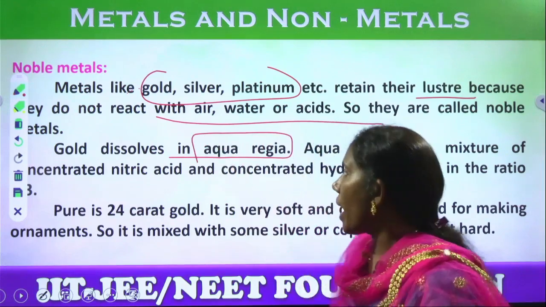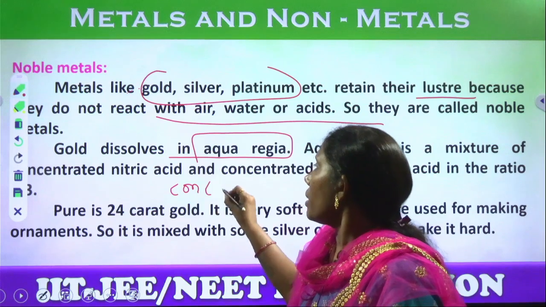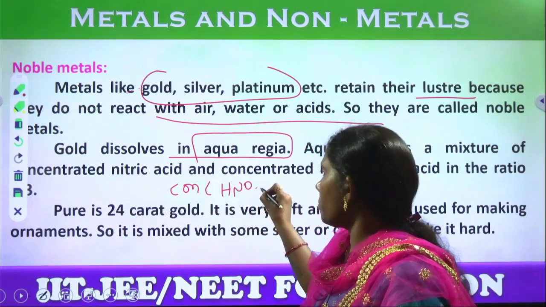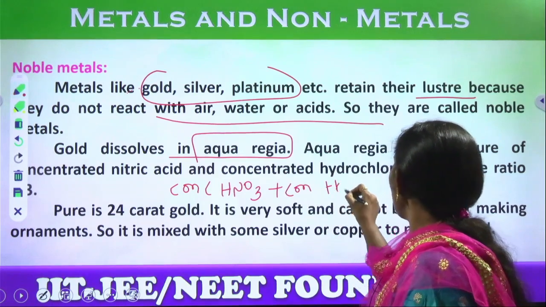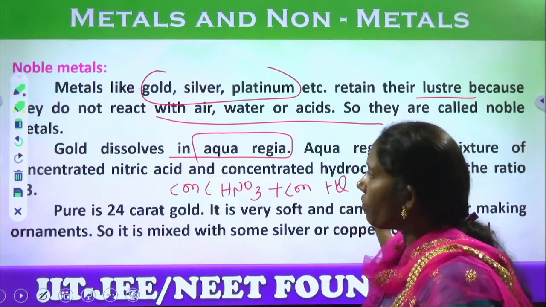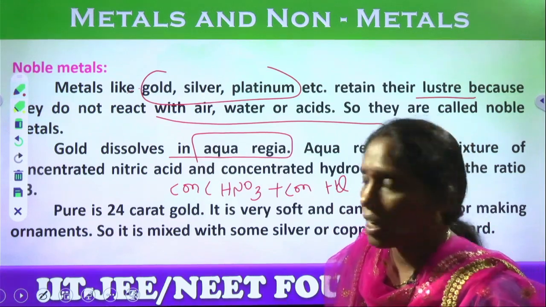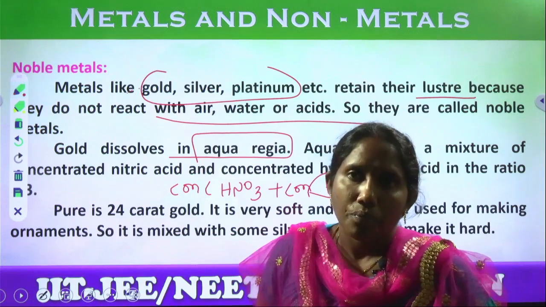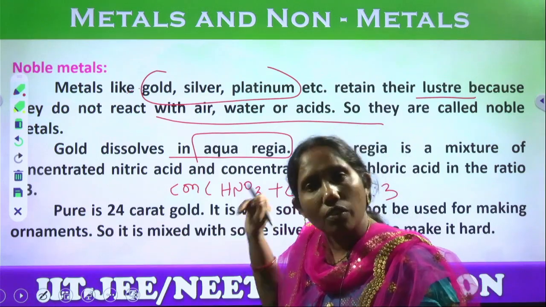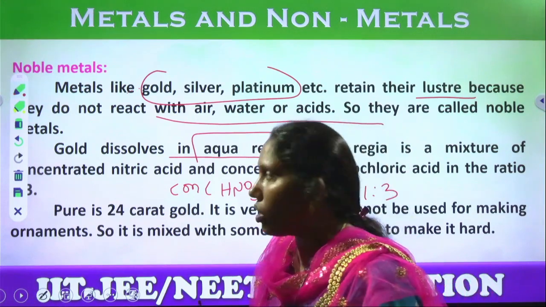What is meant by aqua regia? Aqua regia is nothing but a mixture of concentrated HNO3 and concentrated HCl in the ratio of 1:3. That means 1 part HNO3 and 3 parts HCl, that is called aqua regia. Only gold can dissolve in that mixture. Other than gold will not dissolve.